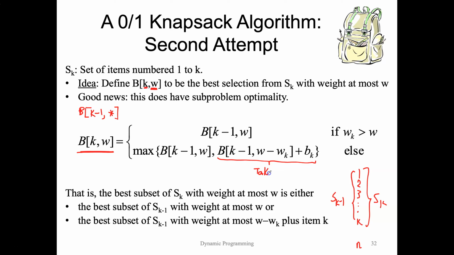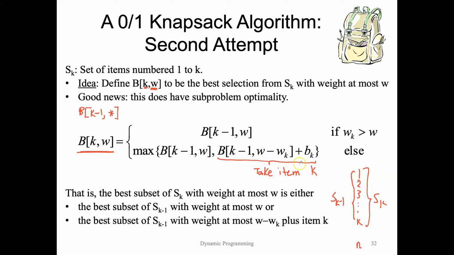If we took item k, then the total benefit that we end up getting is however much benefit we get from that item k, plus, now that we've taken it, we might still be able to take other items from the first k minus 1 items, but we have a limited capacity now. This is whatever our capacity was before, minus however much capacity we just took up from taking that item k.